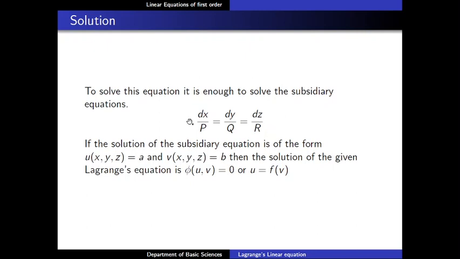Now we are going to solve these subsidiary equations to get the solution of the given partial differential equation. If the solution of these subsidiary equations is in the form u(x, y, z) = a and v(x, y, z) = b, then the solution of the given Lagrange's equation is given by φ(u, v) = 0 or u = f(v).